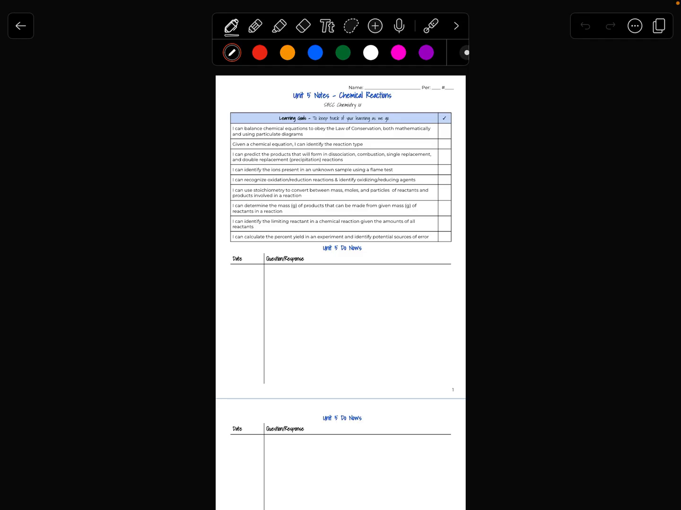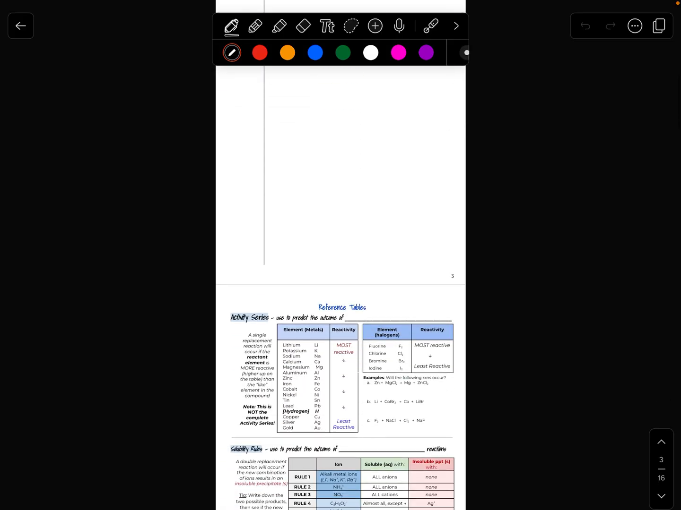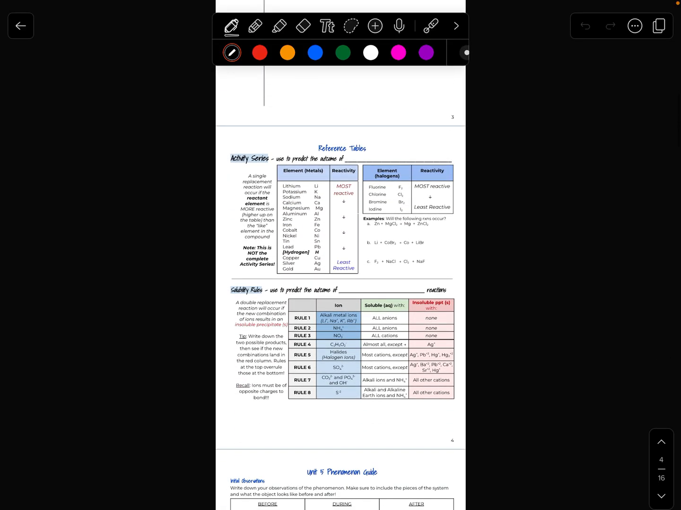But just to give you a heads up for what you're going to do, this is your Unit 5 notes packet. You can see your learning goals up at the top, just like always, space for your do nows. The thing that's different about your Unit 5 notes packet is you're actually going to get a couple of reference tables here that are built into your packet for you. These we're going to make heavy use of in this class, but these are like smaller versions of the reference tables that you're going to have in class. I'll introduce these to you when I get back.